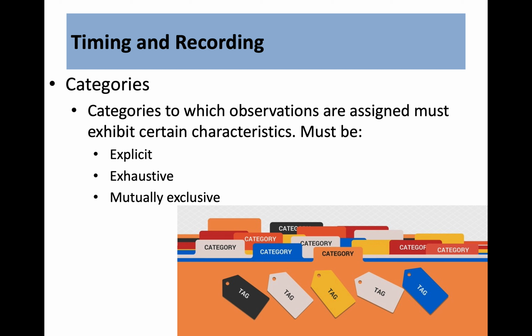Categories in which observations are assigned must exhibit certain characteristics. They must be explicit. They must be exhaustive. They must be mutually exclusive.